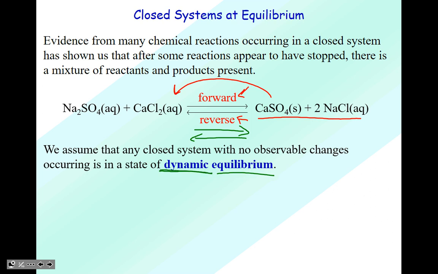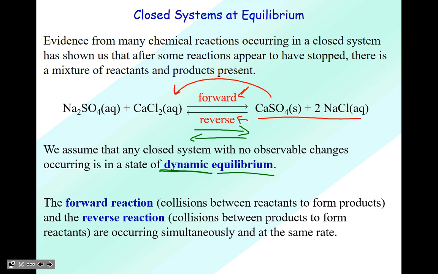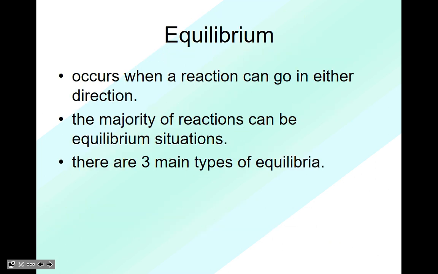This dynamic is the movement of products to reactants, reactants to products, products to reactants. Equilibrium just means that at some point the concentrations of the reactants and the products don't change. The forward reaction, the collisions between reactants to form products, and the reverse reaction, collisions between products to form reactants, are occurring simultaneously and at the same rate. They're happening at the same time and at the same rate. And that's dynamic equilibrium, kiddos.